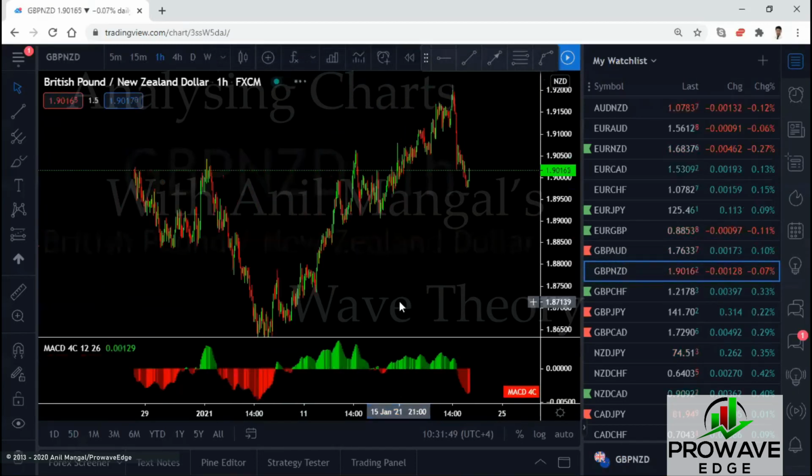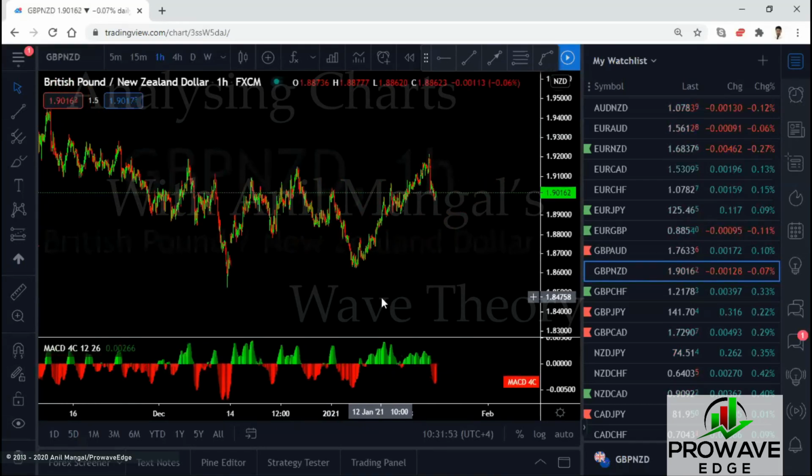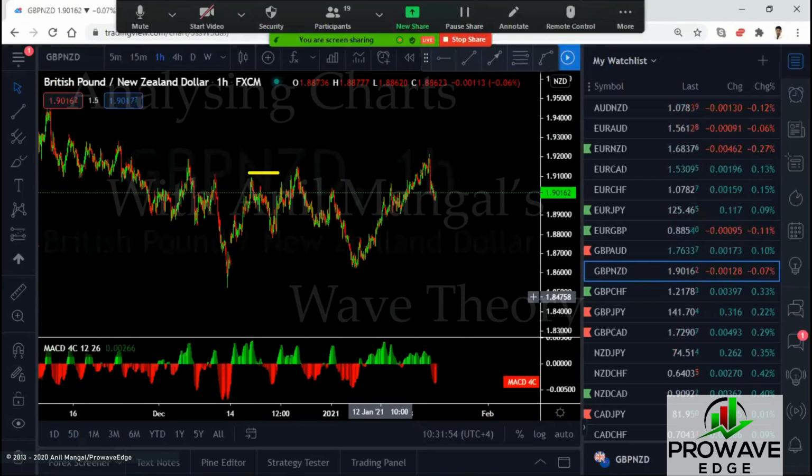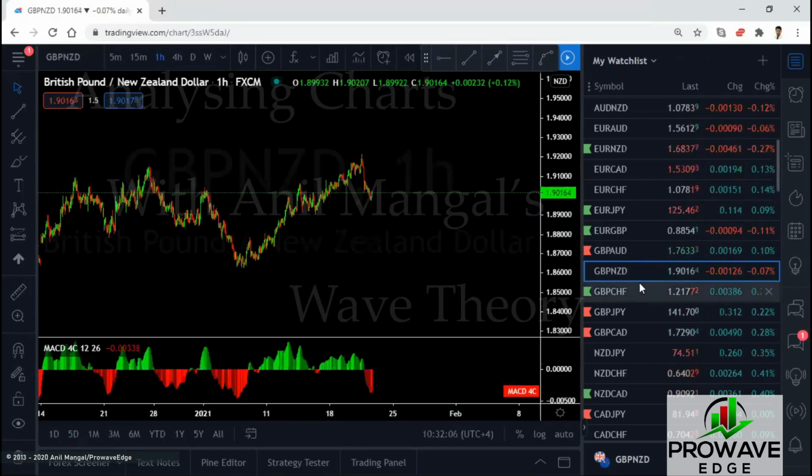Pound New Zealand. Pound New Zealand, we don't have anything right now. But it broke the top as we were expecting. So we're looking at this pattern, which means we want the consolidation here, and then we're looking for that trade down. See, that should happen today, most likely.